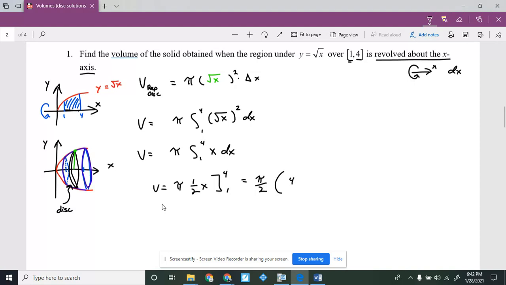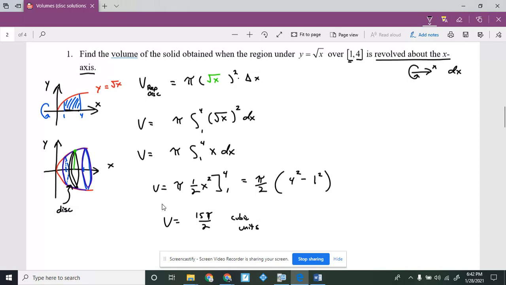First chuck in 4, right, minus, don't forget that 1/2 x squared. First chuck in 4 minus, then chuck in 1. All right, so you're going to get 16 minus 1, that's 15 times pi over 2. So you're going to get 15 pi over 2 cubic units, and that would represent the volume of this solid.